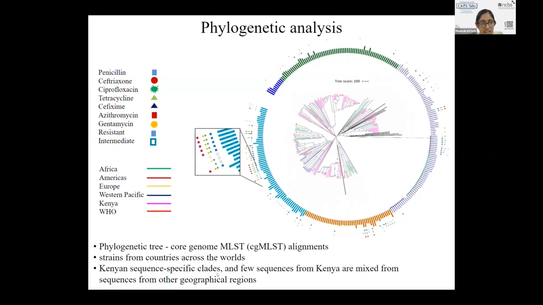So we see that there are some Kenyan sequence-specific clades and a few sequences from Kenya mixed with sequences from other geographical regions. So we do not see a phylogeny based on the geography, but we see phylogeny based on the multi-locus sequence typing, based on the sequence type. So this is why sequence typing is very important for all the organisms, for any bacterial sequencing.